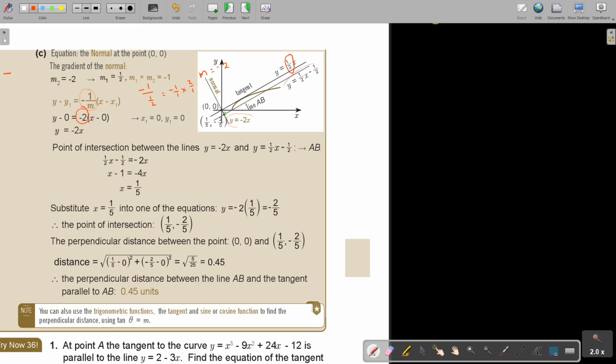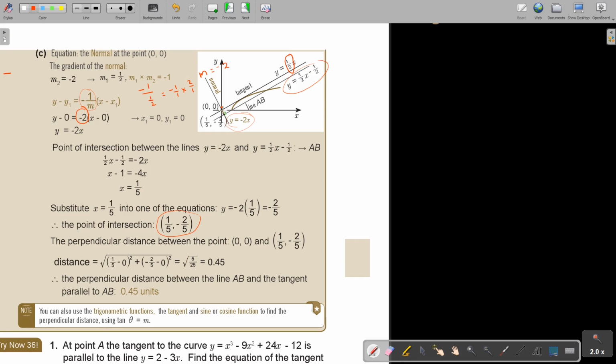Now I have this equation and I have this equation. Now if I solve it simultaneously, I can find that point. So the point of intersection between these lines, I solve it simultaneously. I get the x value is 1 over 5. Then I substitute it in one of the equations. Take the easiest one. This one looks the easiest. So -2 times 1 over 5, and I get my y value. And there is my point, that green point there. And I have the point 0, 0.